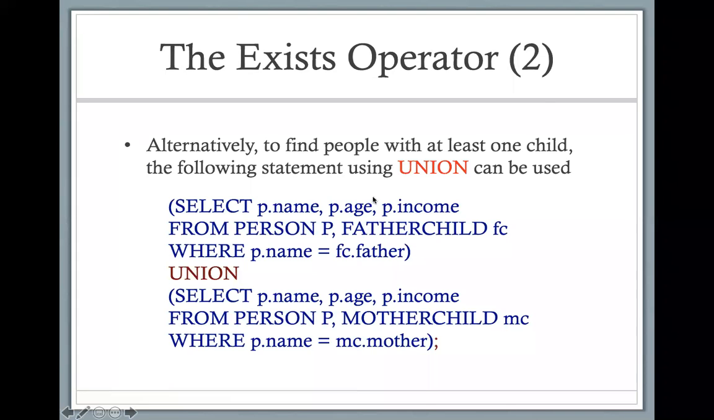Here I'm just using aliases. The only difference is I'm using aliases, but you don't need to do it if it's obvious what the attributes are. There's no confusion in the attribute names. Right, guys?